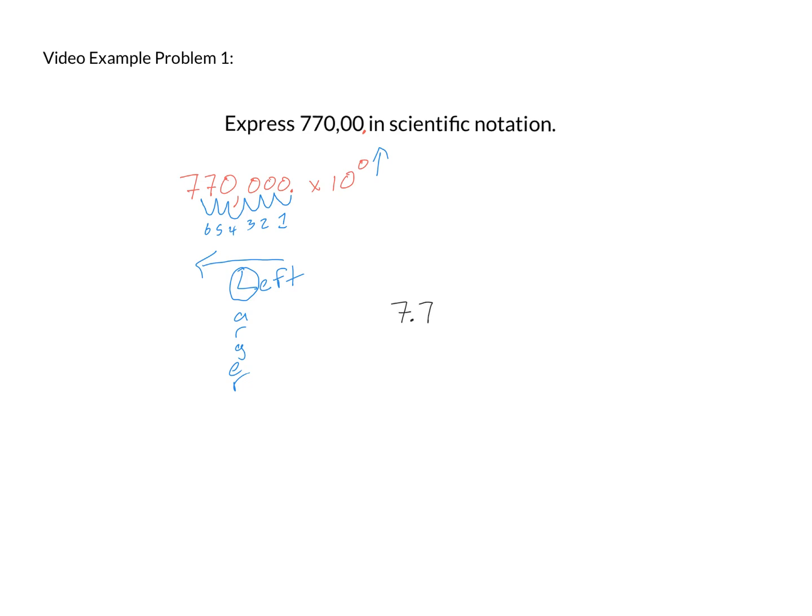So our final answer will be 7.7 because that is where our decimal point was moved to. We drop zeros, times 10 to the positive 6. There are no units of measurement for this answer, so that is our final answer.